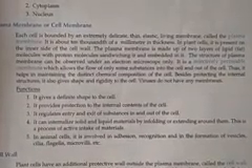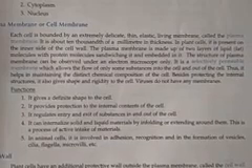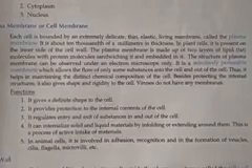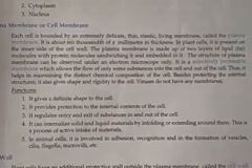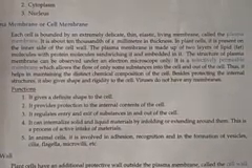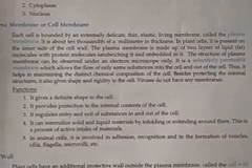each cell is bounded by an extremely delicate, thin, elastic, living membrane called the plasma membrane. It is about 1/10,000 of a millimeter in thickness. It is very thin. In a plant cell, it is present on the inner side of the cell wall.